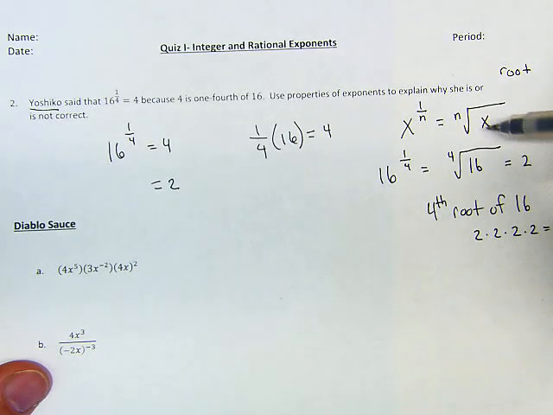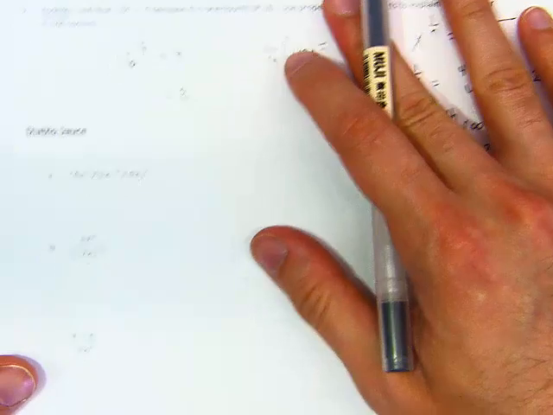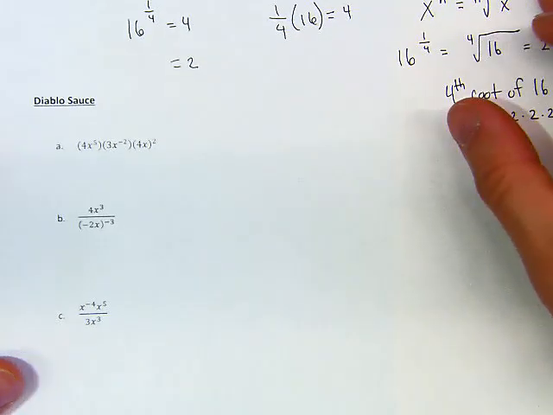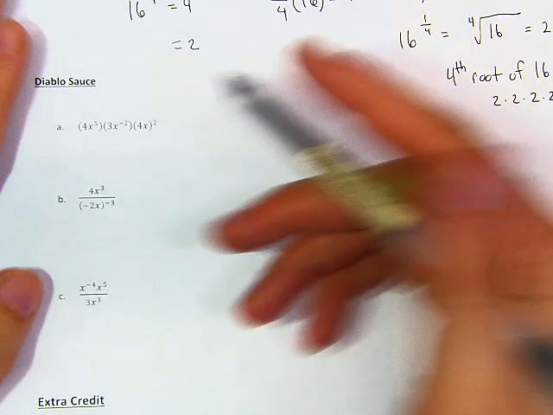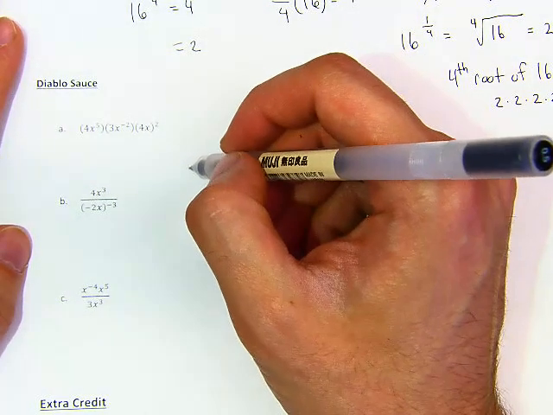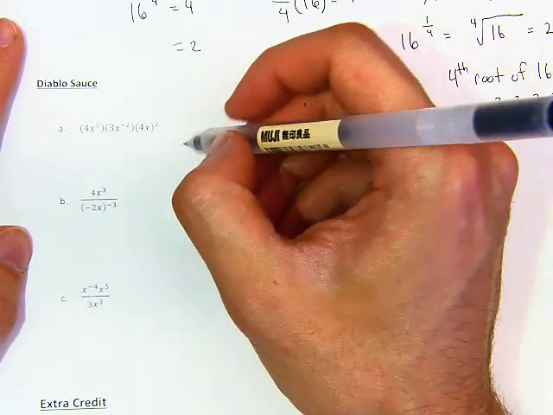And the reason is using the properties of exponents. All right? Now here are the next couple of questions. The Diablo sauce. All right, so what I want you to do is try and pause the video and do these questions by yourself. But if not, we could do it together. Let's see.